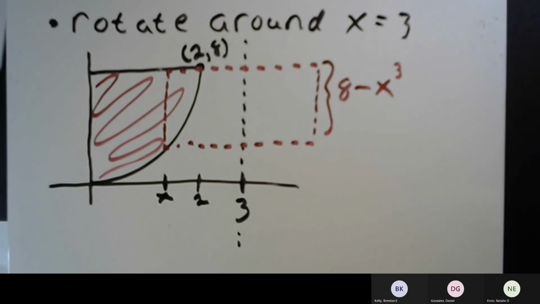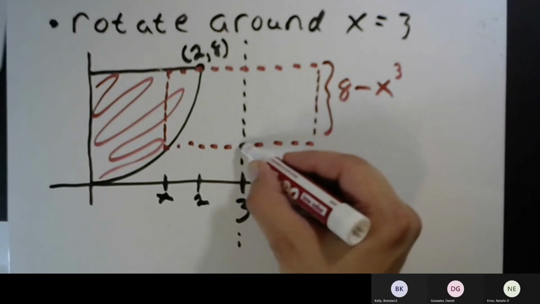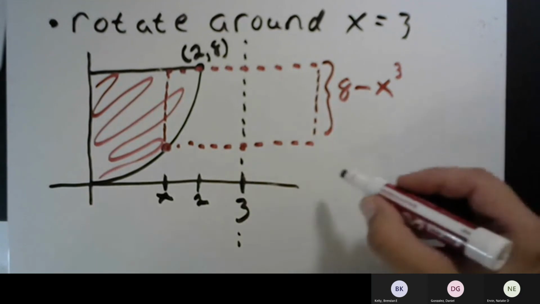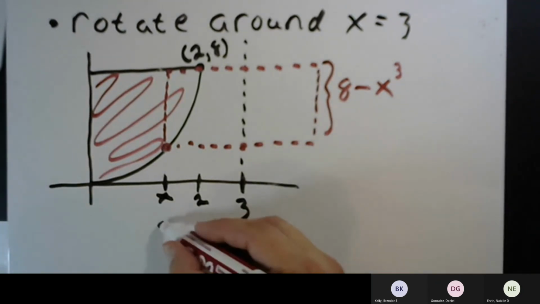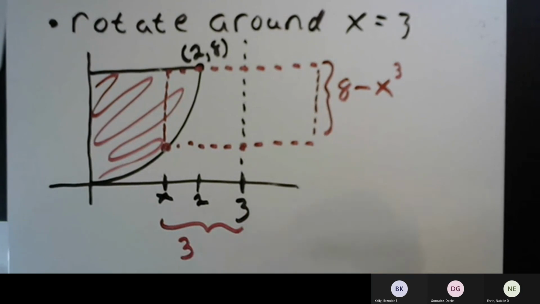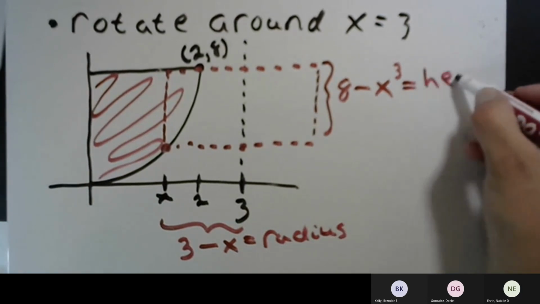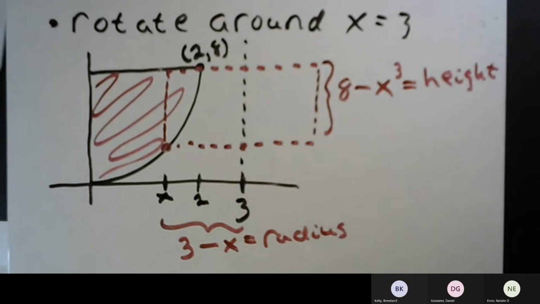Now, what about the radius? Well, it's the distance from here to here. So that distance, our radius, will be 3 minus x. So that's going to be our radius, and that's going to be our height. So any questions about that?